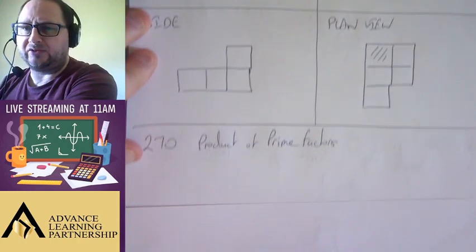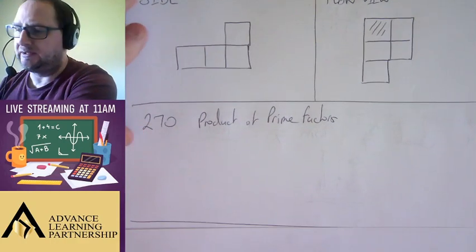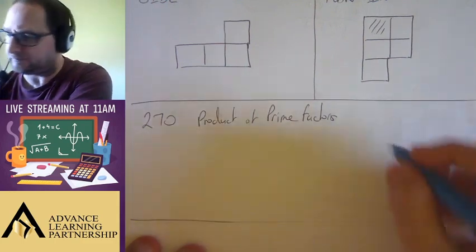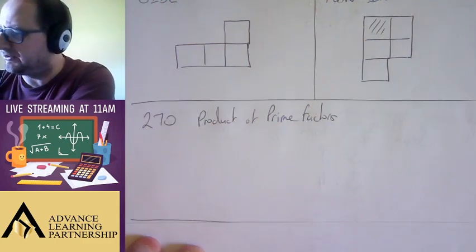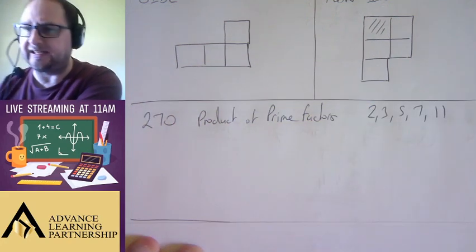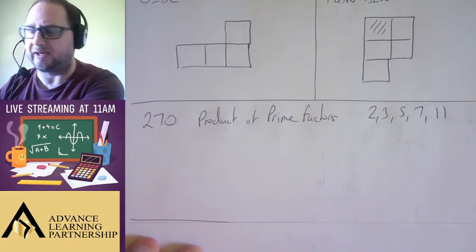Let's look at the next question now, and we were doing prime factor form again, so product of prime factors. So again, I need to know my prime numbers, 2, 3, 5, 7 and 11, and again you should be able to just reel them off that quickly.